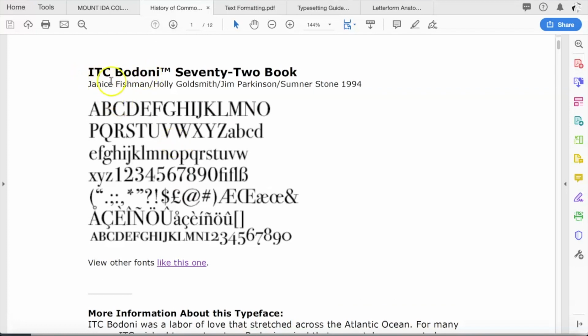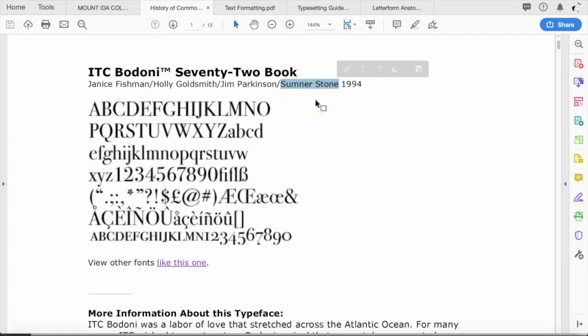This first one is called ITC Bodoni 72 Book. Some of the names for typefaces are a little clinical sounding. And here's a list of the designers who actually designed this typeface. So this was designed by these people: Janice Fishman, Holly Goldsmith, Jim Parkinson, and Sumner Stone. Sumner Stone, by the way, you will see his name pop up a lot. He's a very famous typographer who has designed a number of typefaces over the years. And so this was designed in 1994. It's not that old. It's a pretty new font, right?